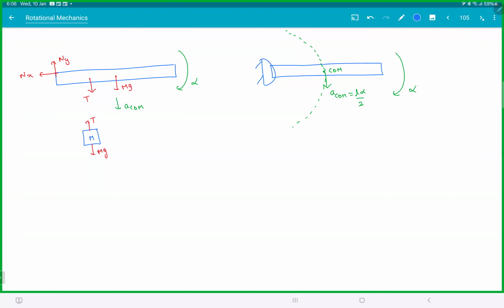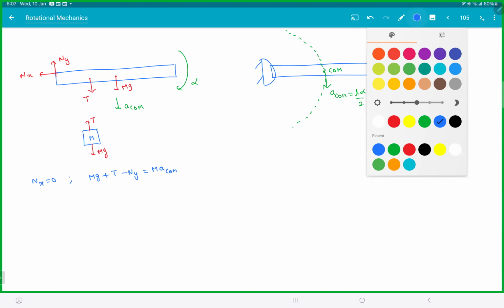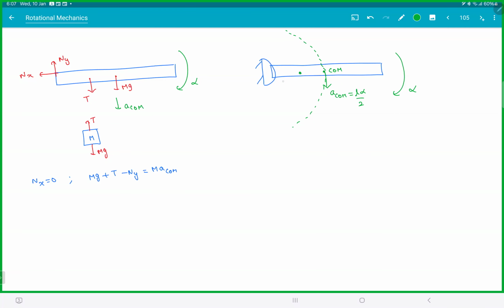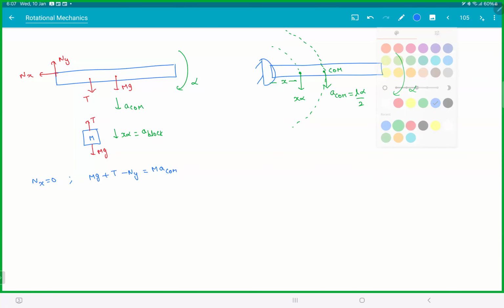Step 3, apply force equations in the vertical and horizontal directions. Luckily, Nx is 0. Vertically, it is mg plus tension minus Ny is equal to ma. And what about the block here? The block is attached here at a distance x. So what will its acceleration be? x alpha, no? That means this block is actually going with x alpha. This is the acceleration of the block. This is the problem here. If you take T equal to mg, you are ignoring this acceleration of the block. So the block equation will be mg minus tension is m into x alpha.